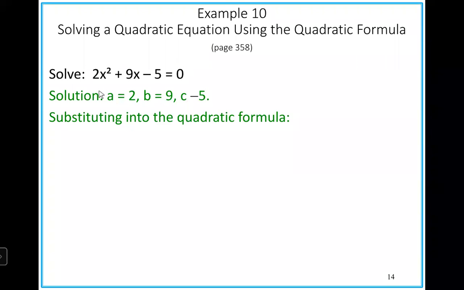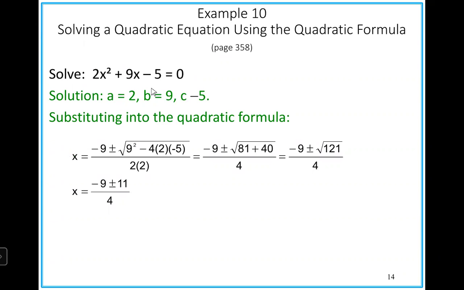So once you identify what a, b, and c are, then you're going to substitute them into the formula. Negative b is first in your formula. So b is 9, so you're going to put negative 9, plus or minus the square root of b squared, which again is 9 squared, minus 4ac. So that's going to be minus 4 times a, which is 2, and c is negative 5. And all over 2a, so 2 times a, and a is 2. So that's how we do that.